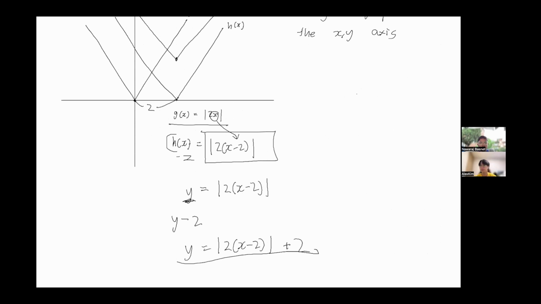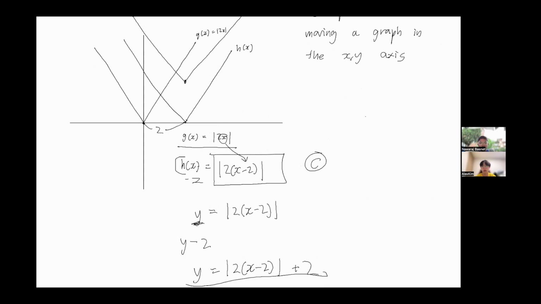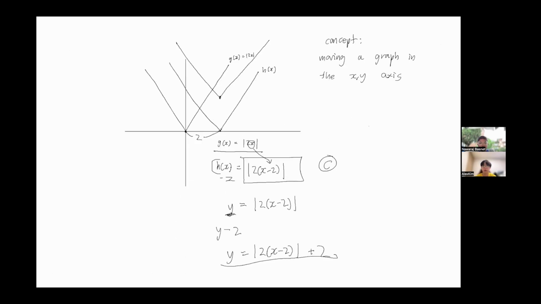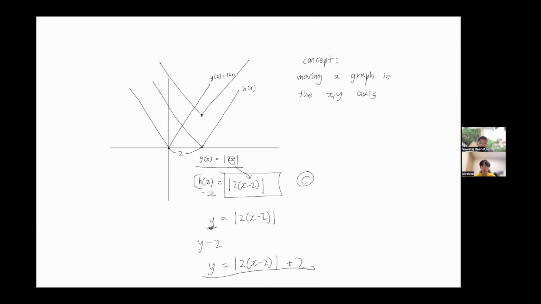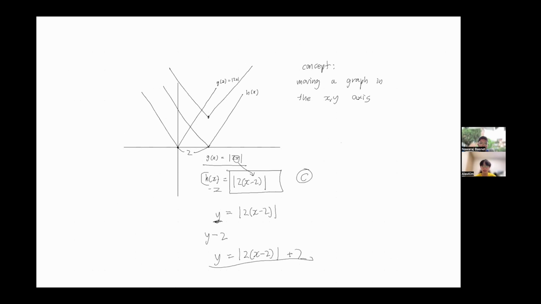Do you understand? Yes, sir. So just remember, when moving in x and y, we change x or y to x minus how much we moved it. Yes, sir. We are adding here by minus 2. It is because x minus 2 equals 0 and x becomes 2. Yeah, that's exactly it.